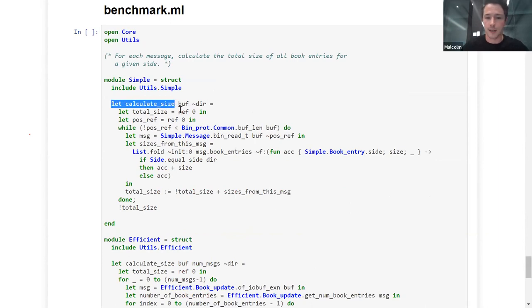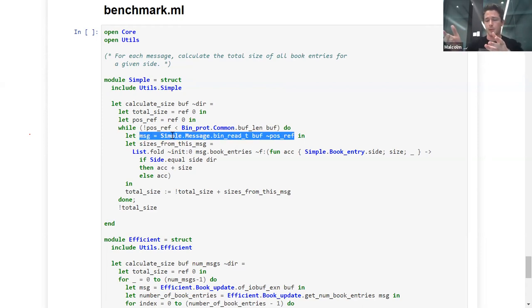Let's have a look at this function, calculate size. It's going to take some input buffer, because whenever we're reading something from the network, it's got to go somewhere. We're going to read some bytes into some array ready to be parsed. And we're going to do some stuff. There might be many messages in the buffer. As we iterate through, we're going to parse out the next message. We're going to take that block of bytes, allocate some type, and then iterate over the book entries and add up the sizes or something like that. It's not really important what we're doing.